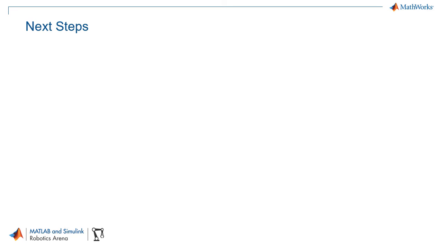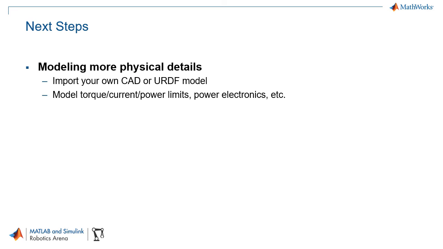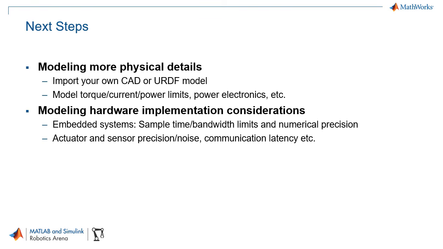So that is an overview of some of the modeling and simulation activities you can do using MATLAB, Simulink, Simscape, and other add-on tools. Of course, there's much more you can do, such as modeling more physical details, whether it means using a more complex and realistic mechanical model from CAD tools, or adding more physical details to your actuator models, like the power electronics we talked about. There's also modeling the physical hardware at greater detail.